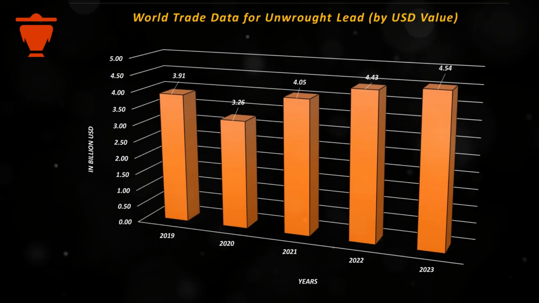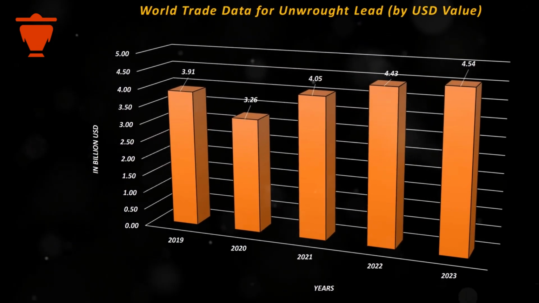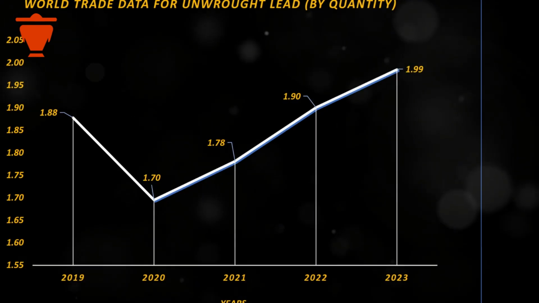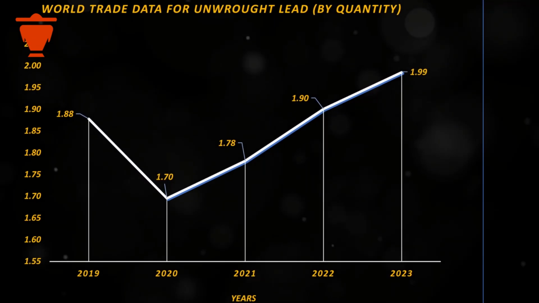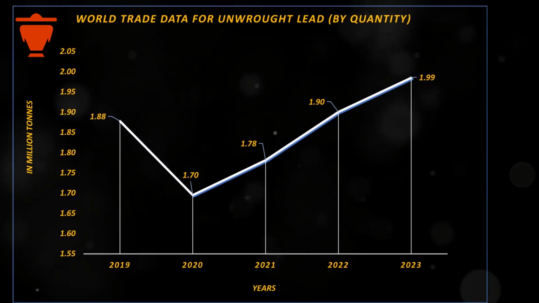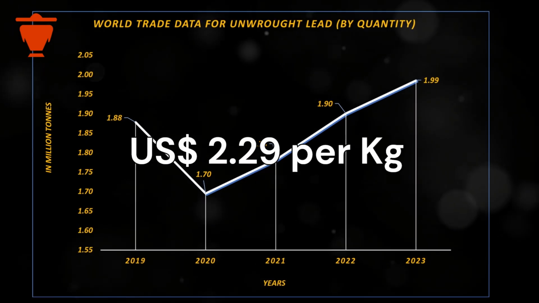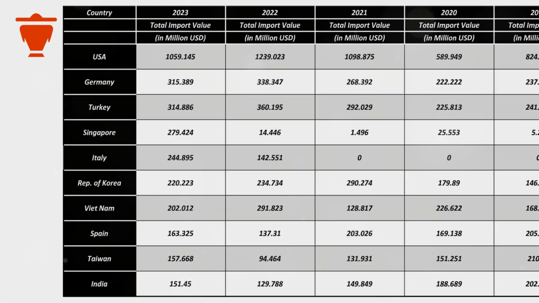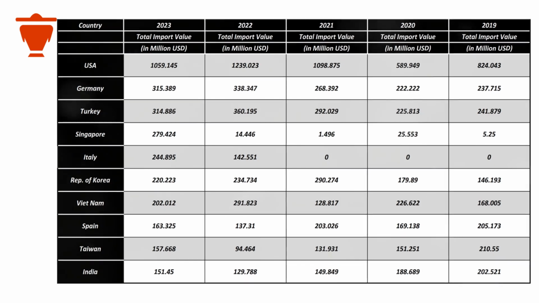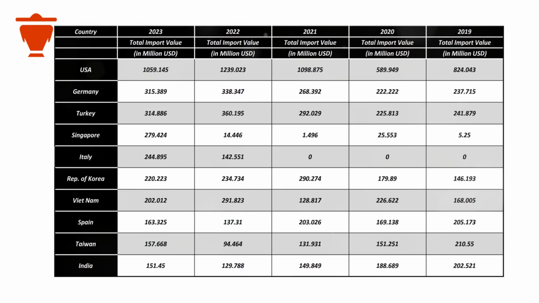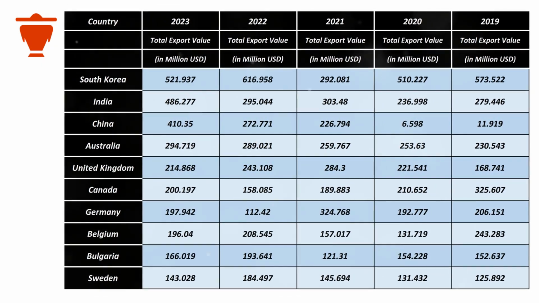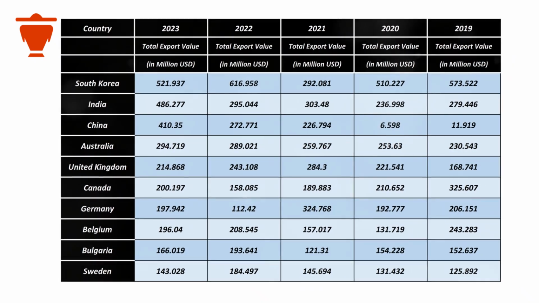The global trade in unwrought lead is approximately USD 4.5 billion, with a 5-year fluctuation between USD 3.3 billion and USD 4.5 billion. In terms of volume, the trade currently sits at around 1.98 million tons, ranging from 1.7 to 1.98 million tons over the same period. The average price for unwrought lead is about USD 2.29 per kilogram. The top importers of unwrought lead are the USA, Germany, Turkey, Singapore, Italy, South Korea, Vietnam, Spain, Taiwan, and India. The leading exporters include South Korea, India, China, Australia, United Kingdom, Canada, Germany, Belgium, Bulgaria, and Sweden.